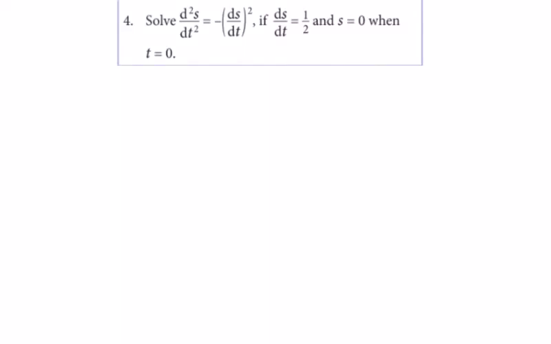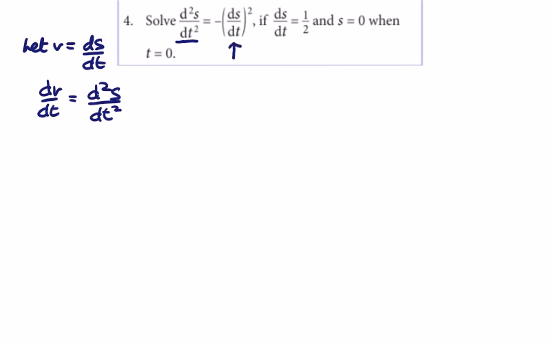In question 4 we have the SDT. So let's start off by letting v equal the SDT. So we have dv dt will be equal to d2s dt2. And we also know that we have this ds dt in here. So that's going to be v squared.